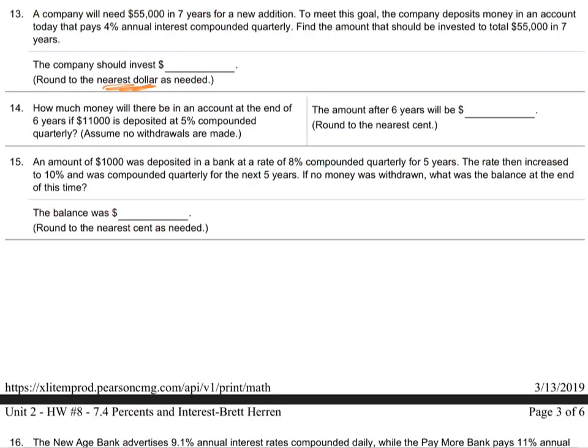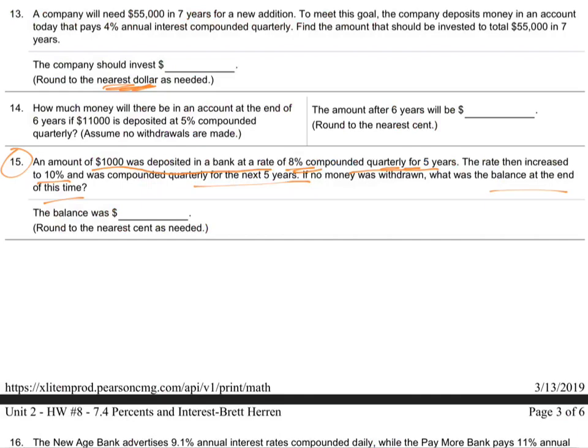So 14 and 15 are basically the same. Which one would be more interesting? How about 15? 15 is probably a little harder. Let's jump down to 15. An amount of 1,000 is deposited in a bank at 8% compounded quarterly for 5 years. The rate then increased to 10% for the next 5 years. What was the balance at the end? So you have to do both.